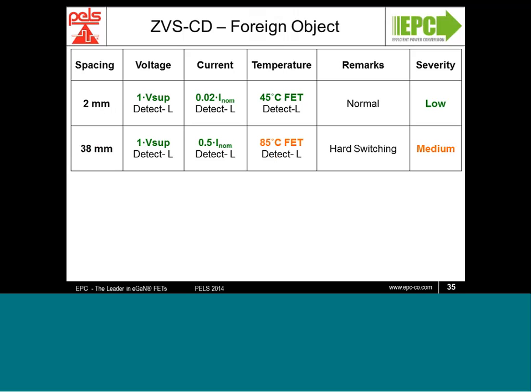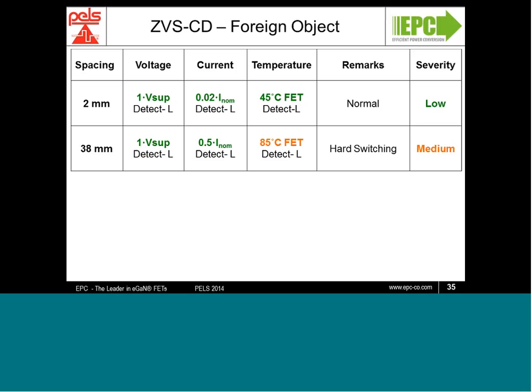For the 38 mm case, we still have the same voltage across the devices as the supply, so there's no issue there. The current is half that of the normal operating condition for this test. We do have some hard switching condition present, but that is well within the capability of the FET. In the worst case, it was around 85 degrees C for the EPC 8009. So in this case, the severity is medium, but it's not catastrophic and can operate indefinitely under these conditions.